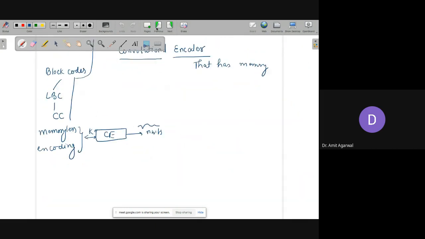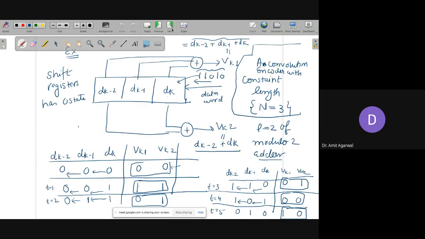So what we have seen till now is that we have to construct a convolutional encoder which has memory and can be made using shift registers and modulo 2 adders. The number of shift registers is called the constraint length of the convolutional encoder, and L is called the number of modulo 2 adders. So these are the two parameters which define a convolutional code. And how vk1 and vk2 are generated, this is an example that you can generate vk1 and vk2 like this.